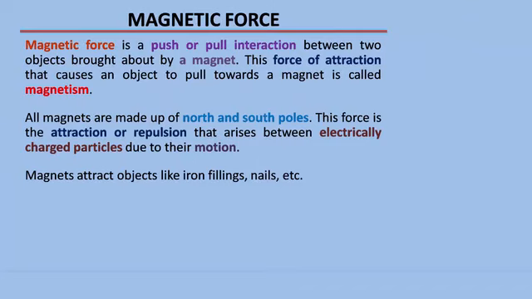The next example of non-contact force we'll be looking at today is the magnetic force. It is a push or pull interaction between two objects brought about by a magnet. This force of attraction that causes an object to pull towards a magnet is called magnetism. All magnets are made up of north and south poles. This force is the attraction or repulsion that arises between electrically charged particles due to their motion. Magnets attract objects like iron, iron filings, nails, and other metals.